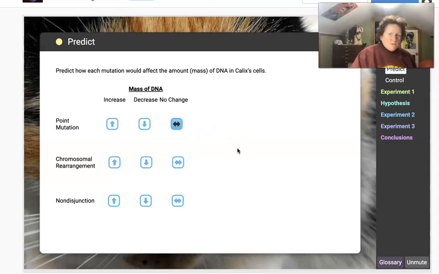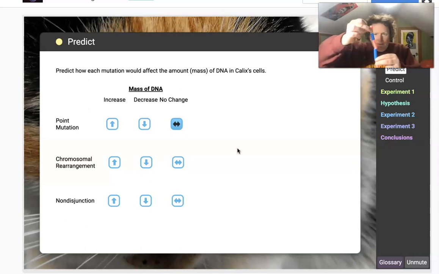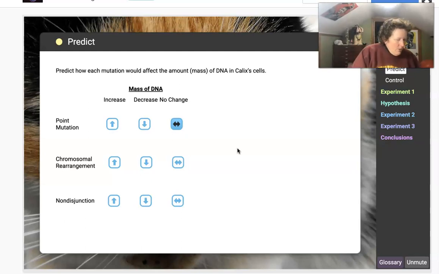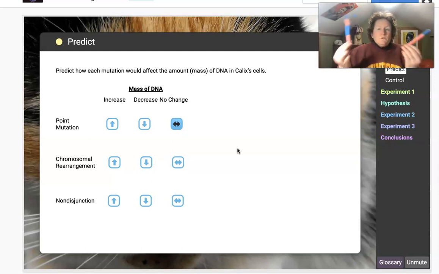I'll let you answer the next 2, but I'll give you big hints here. Chromosomal rearrangement is where you get an extra piece of DNA. If you have extra DNA, you have an extra piece, that's going to be extra mass. So what's that going to do to the total mass of DNA? And if you get a whole extra chromosome, instead of 1, you have 2, how is that going to affect your mass? You get a whole extra chromosome, that's more mass. So what's that going to do to the total mass of DNA? I'll let you answer those.